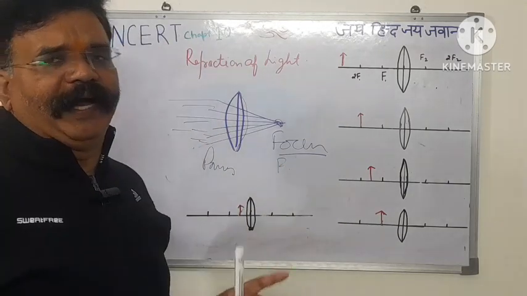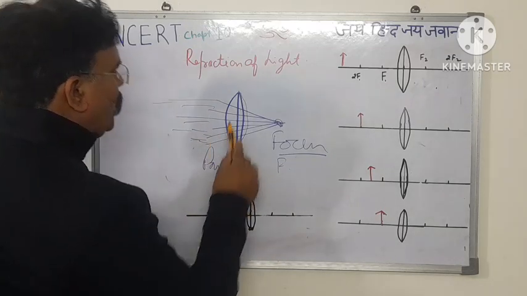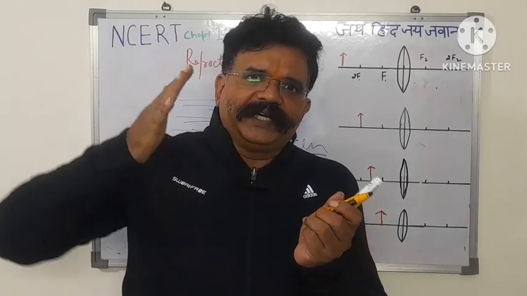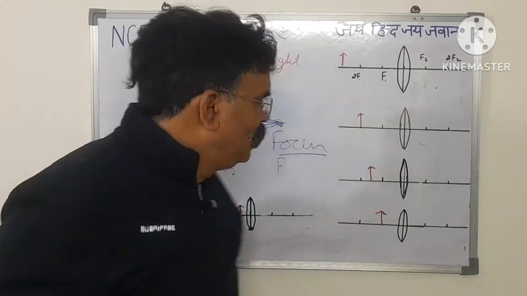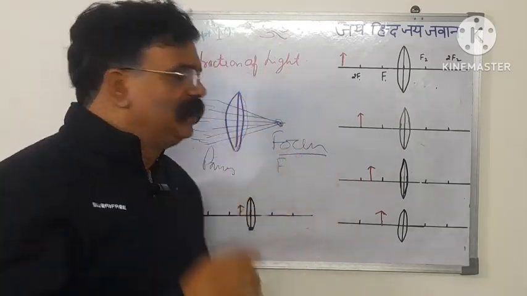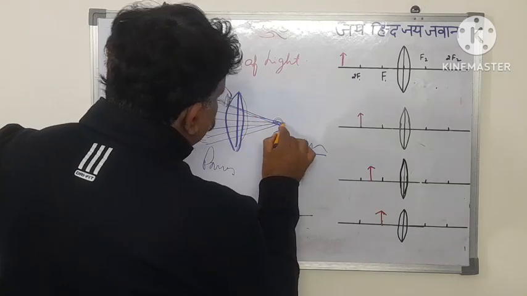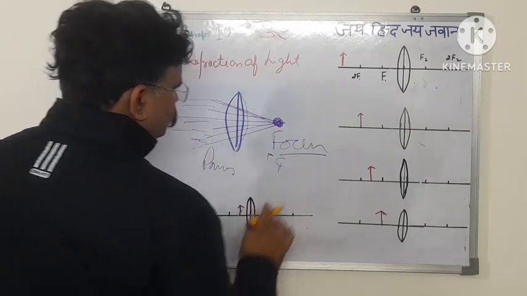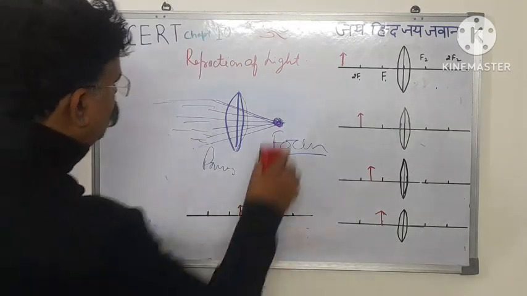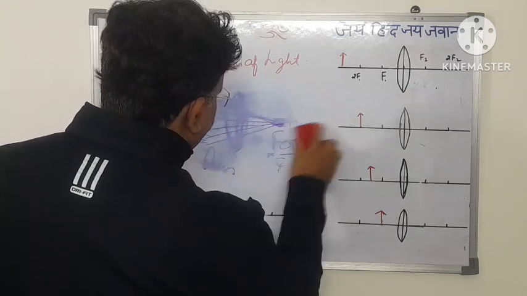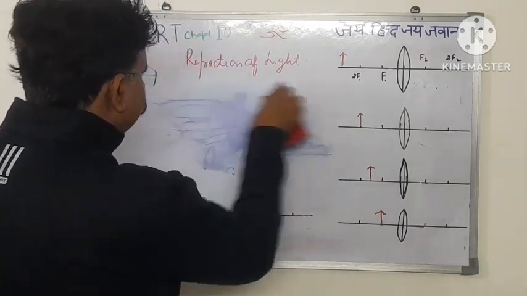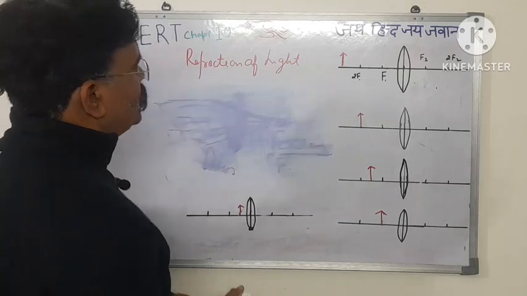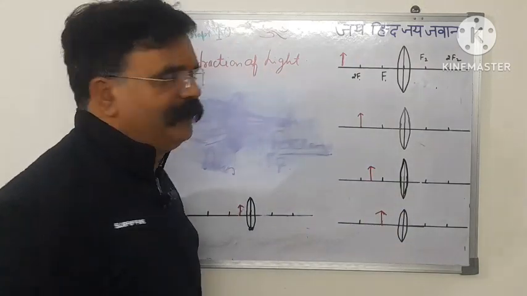So you have to keep it in mind that whenever light rays are coming and passing through a convex lens, depending upon its capacity, how much it can converge, how much it can focus, it will direct these rays to a common point, which is called the focus point. When the light rays are coming, they will be directed to a certain point. This is called the focus point.